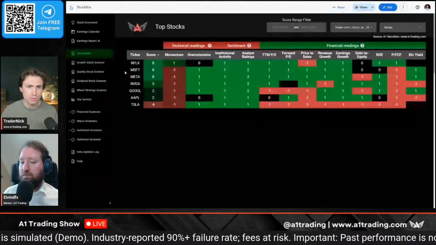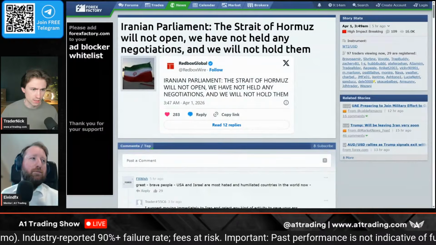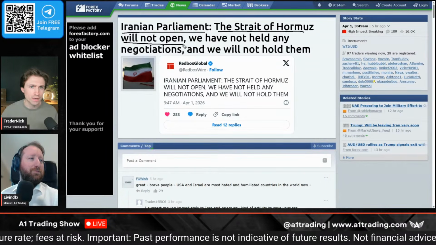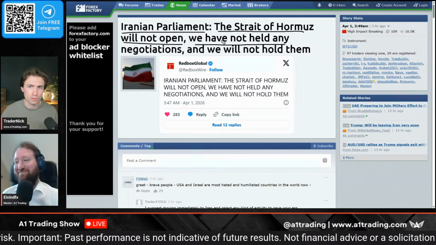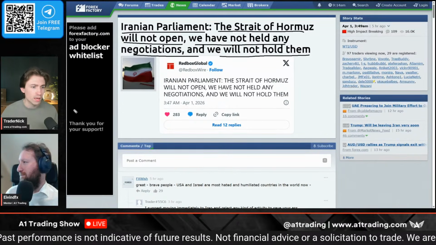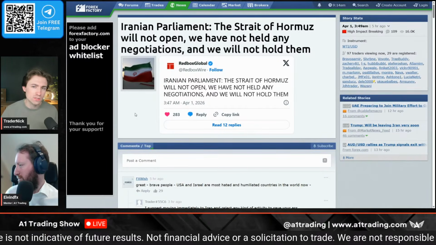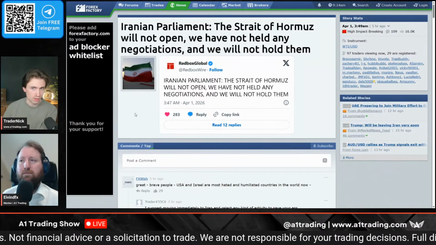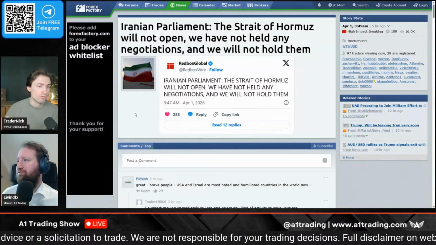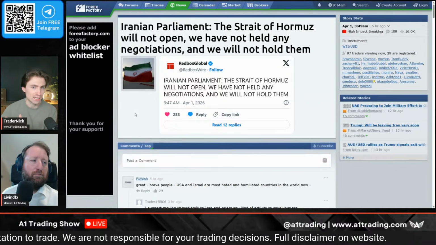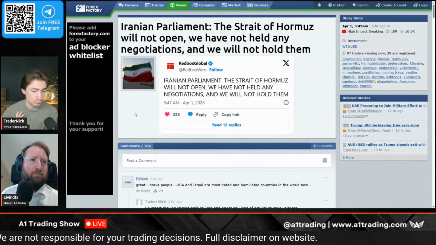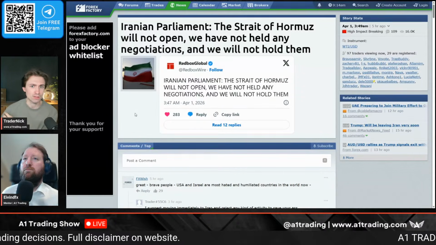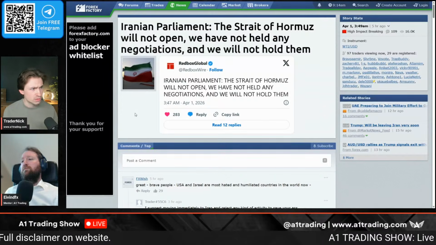Yeah, it's tricky, right? Because at the same time that you have this dynamic, you have this headline this morning: the Iranian parliament says the Strait of Hormuz will not open. We have not held any negotiations, and we will not hold them. I wonder, with the whole Trump administration being like, all right, we're just going to leave it be, if that is a negotiation tactic in its own right. If they're like, you guys can figure it out, maybe in some ways that closes the door for Iran to have negotiations.